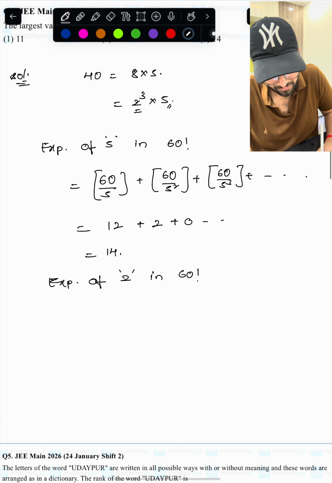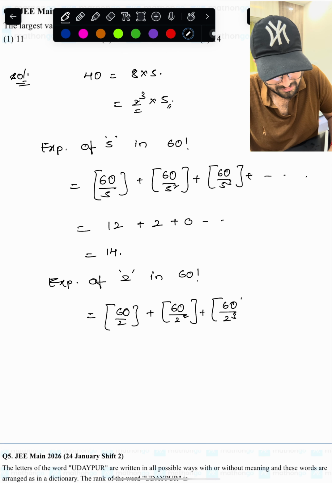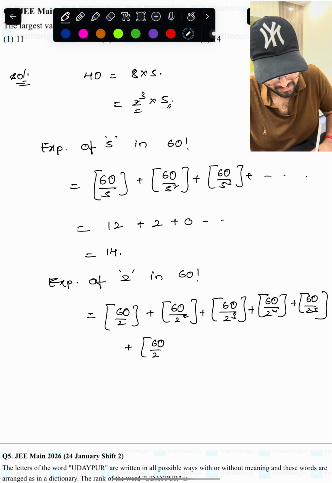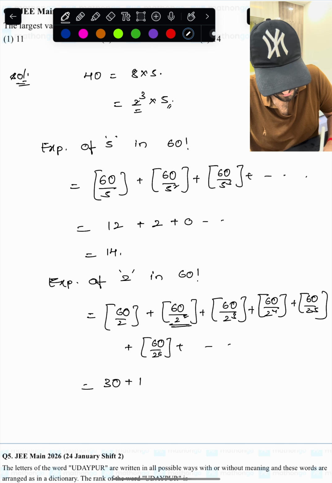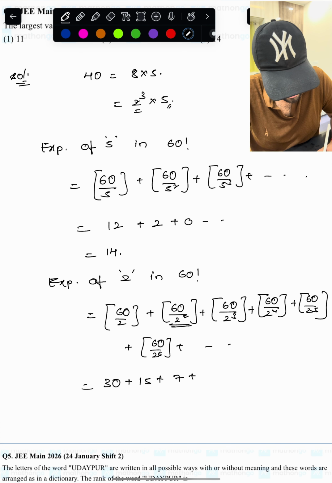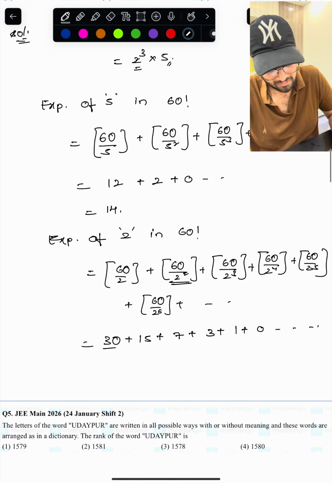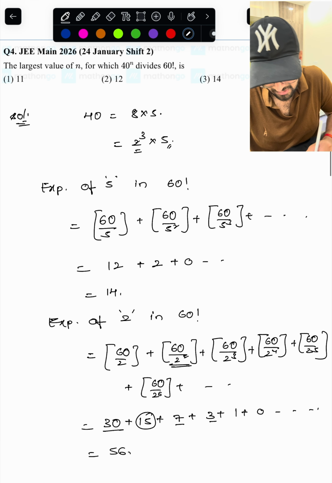Now the exponent of 2 in 60 factorial. What we can do? 60 by 2 plus 60 by 2 square plus 60 by 2 cube plus 60 by 2 power 4 plus 60 by 2 power 5 plus 60 by 2 power 6 plus and so on. So how much will you get? 30 plus 15 plus 7 plus 3 plus 1 plus 0 and so on. So how much are you getting? 30 plus 15 is 45, 45 plus 7 is 52, 55, 56. So the exponent of 2 is 56.